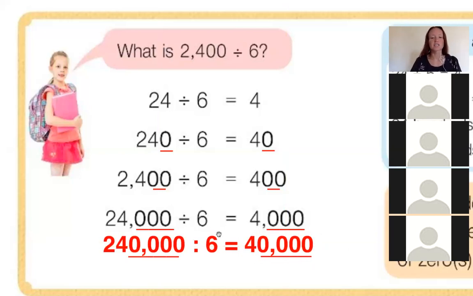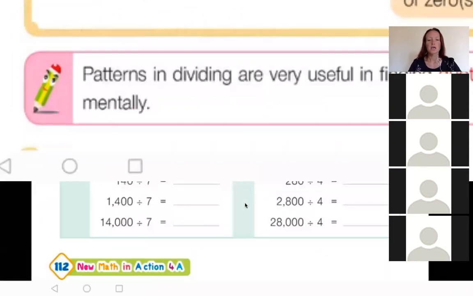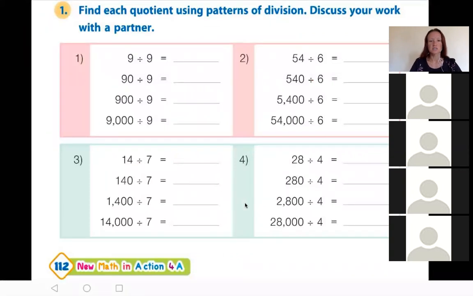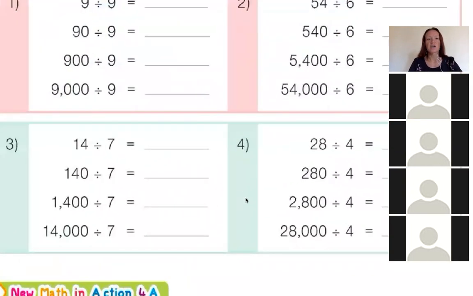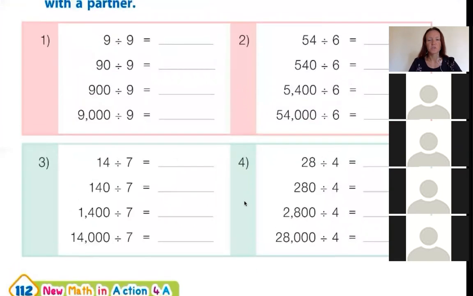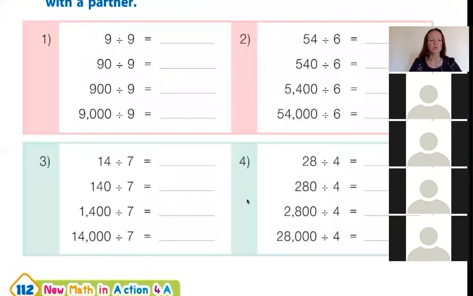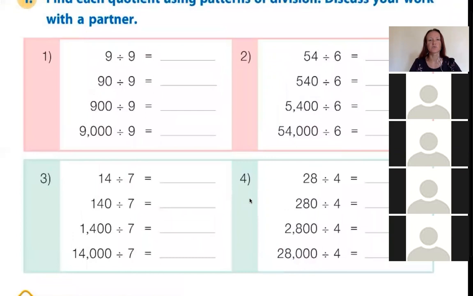All right, so is it clear, guys? Yes, I think that it's quite simple, because here we have only zeros in dividend, so nothing to cut. Okay, then let's practice. Very fast. Let's do practice on page 112.